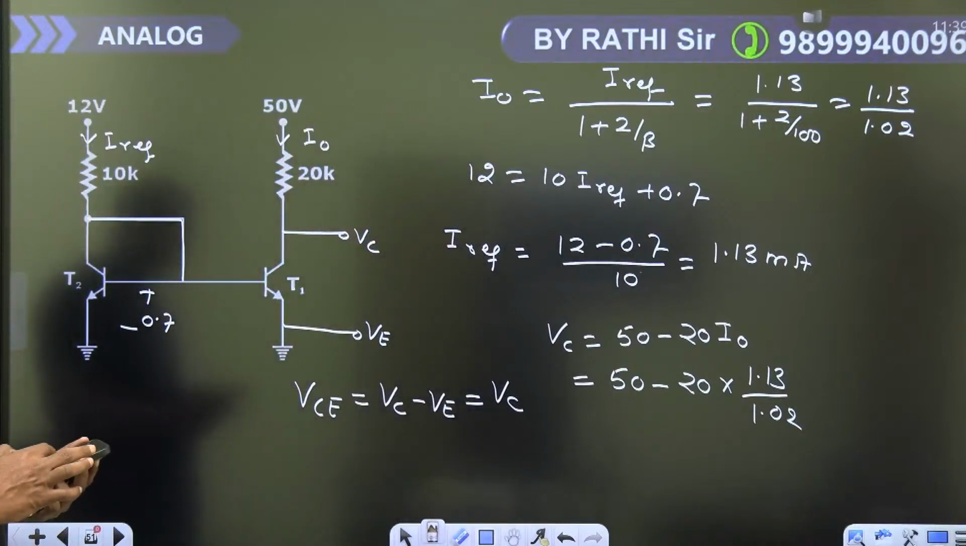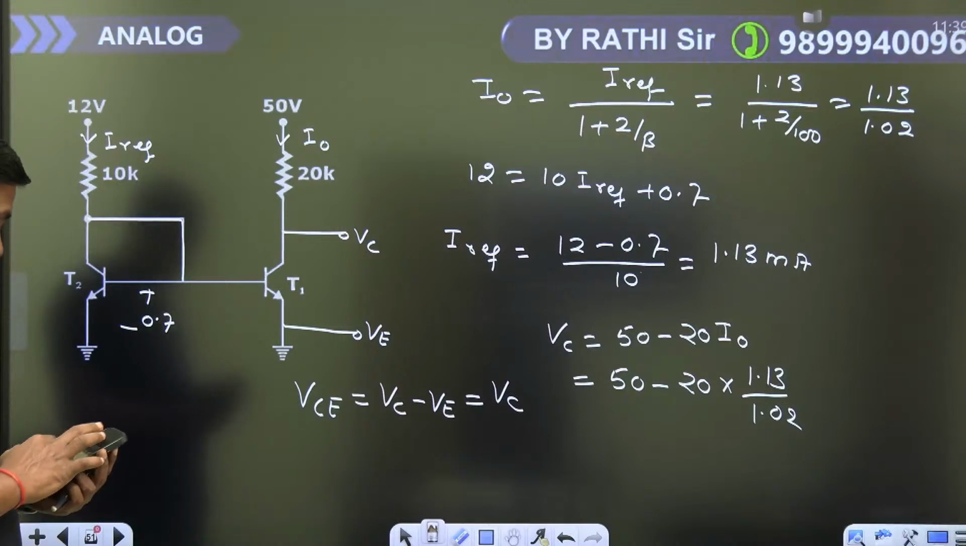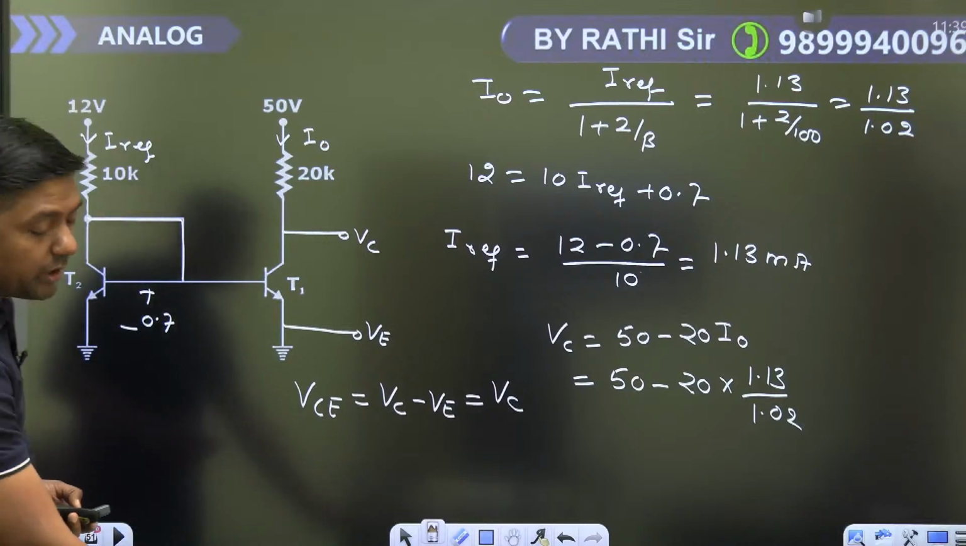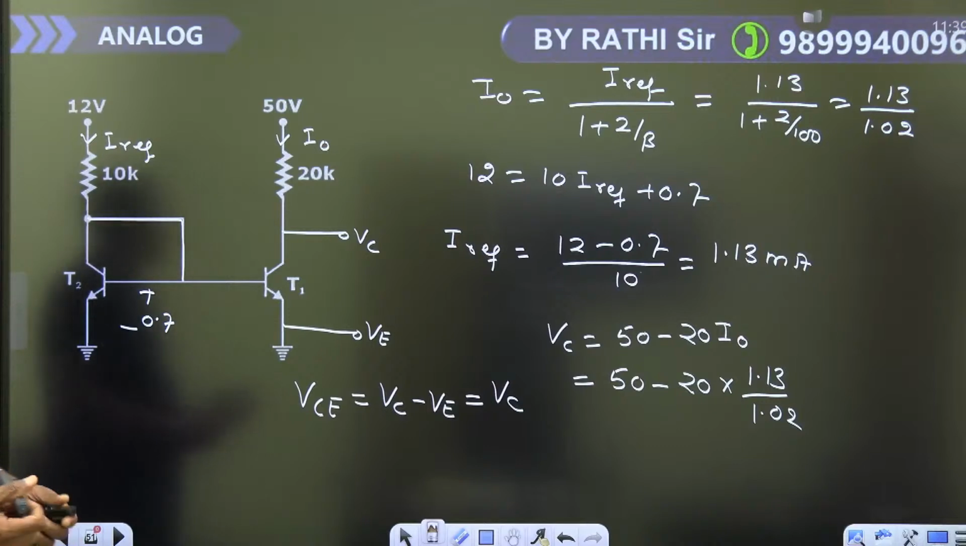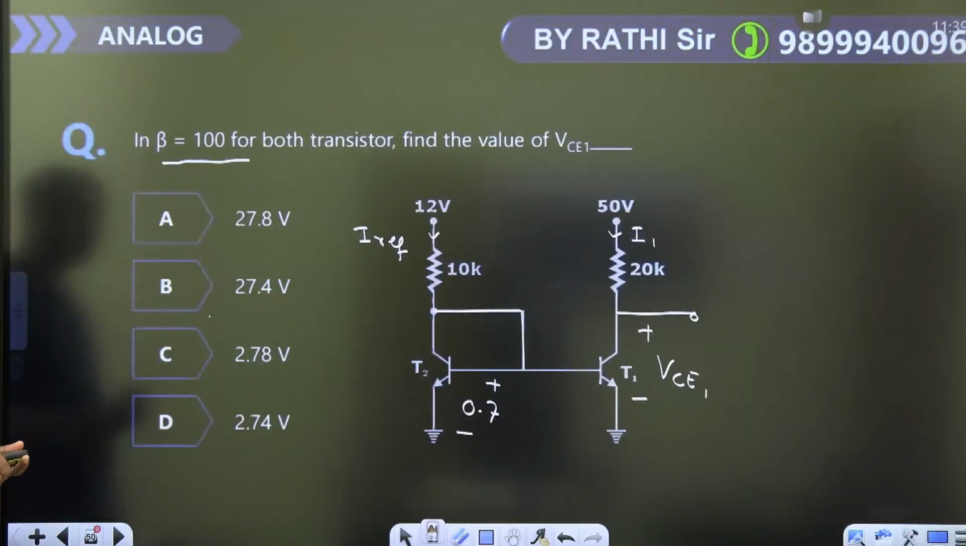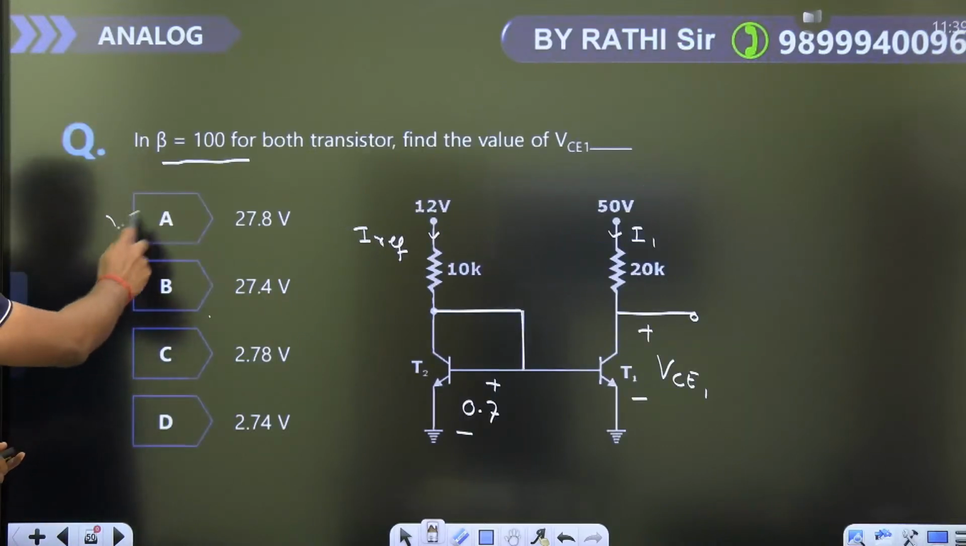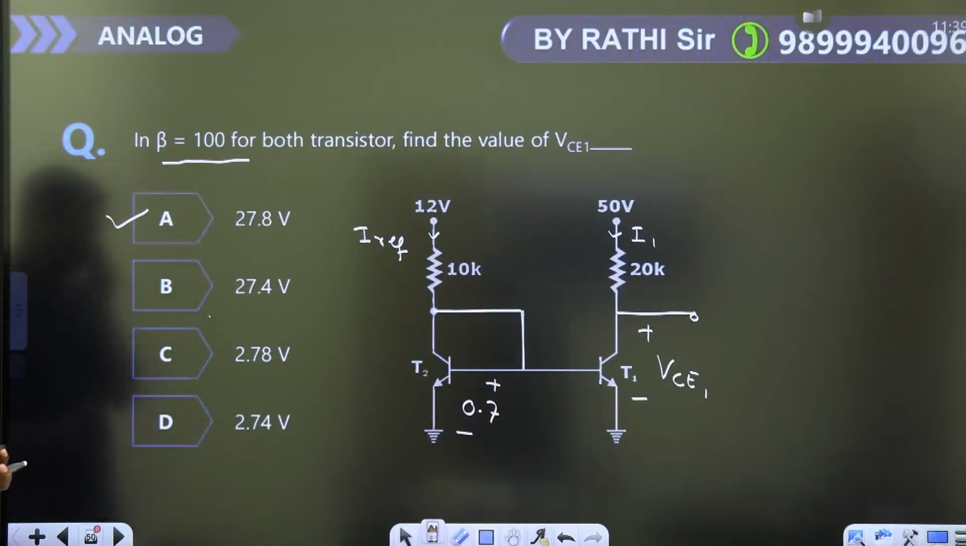तो बिल्कुल use करो वैसा. क्या आएगा बोलो? 50 minus 1.13 divided by 1.02 times 20, 27.84. 27.84.